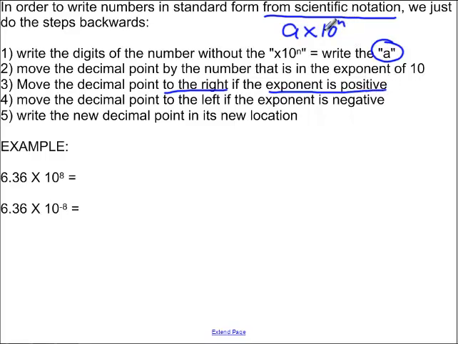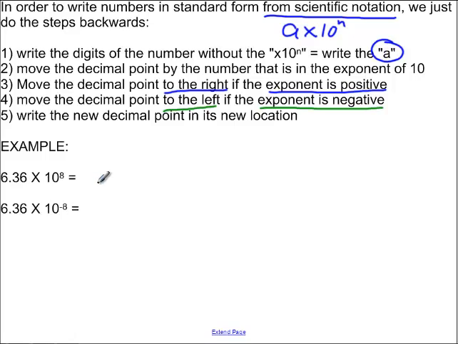So again, we've got to kind of think about things. That 10 to the nth power, if it's 10 to the 5th power, 5 is positive. We've got to move to the right because we're multiplying this a times 10 to the 5th power, which would be 10,000. We've got to multiply by 10, and every time we multiply by 10, we move the decimal point to the right. We move the decimal point to the left if the exponent n is negative. And we'll go through some thought process as well. And then write the decimal point in its new location after you've moved it a couple spots, to the left or to the right.